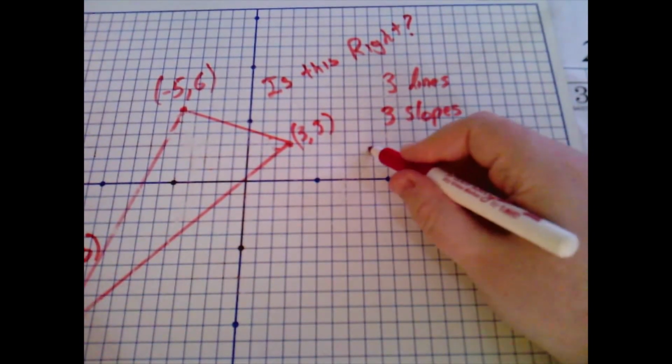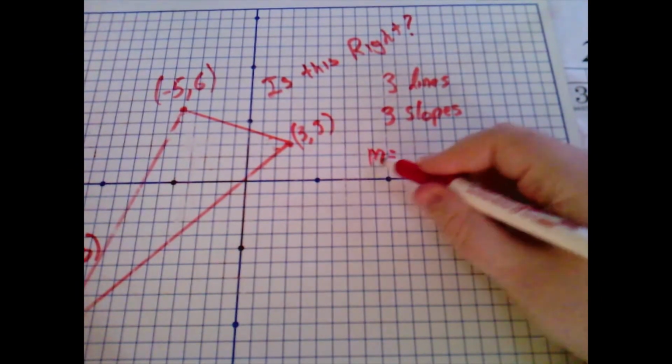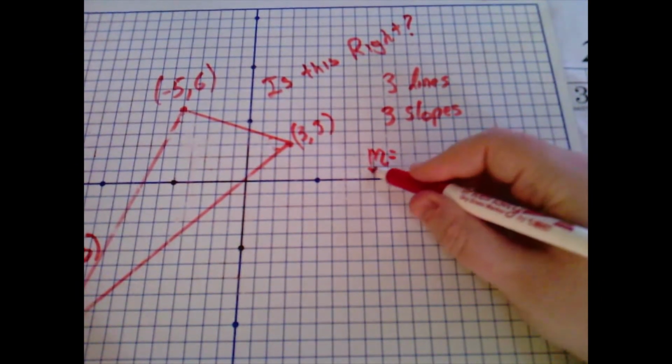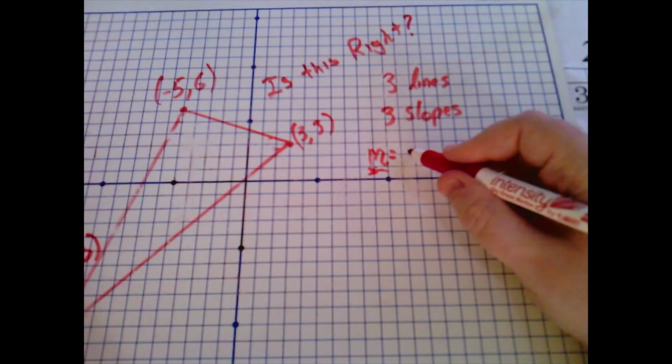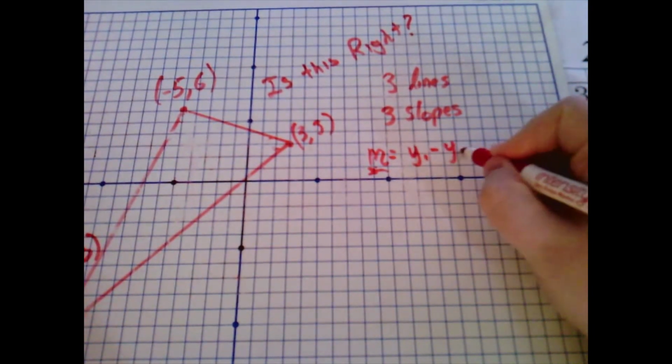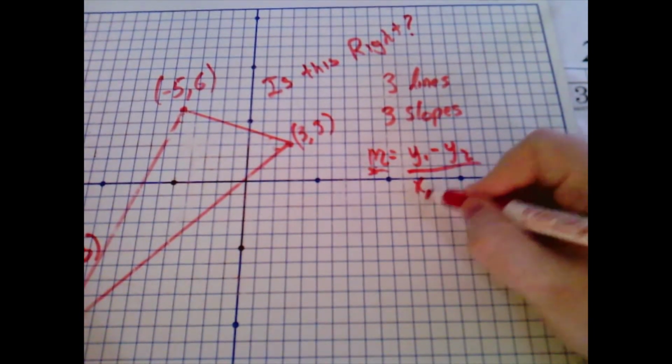What's the formula for slope? I remember. M is the letter that they keep using for slope for some reason. M is equal to y1 minus y2 over x1 minus x2.